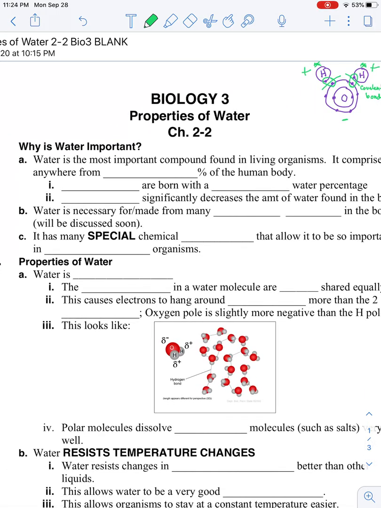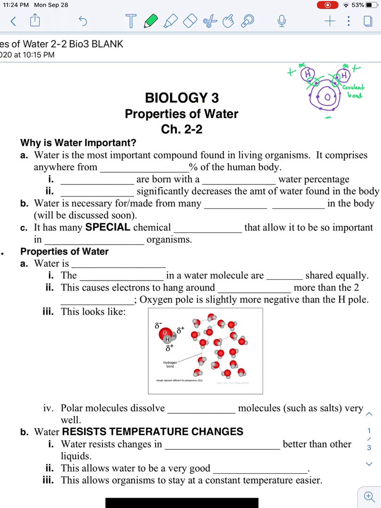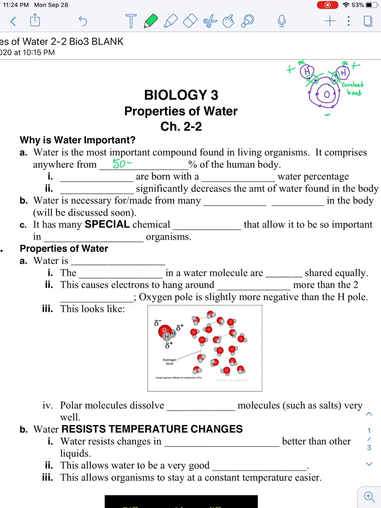Water is the most important compound found in living things. It comprises anywhere between 50 and 75% of the human body. Infants are born with a higher water percentage, and obesity can significantly decrease the amount of water found in the body.